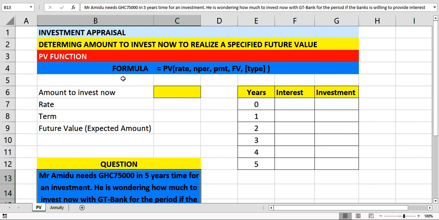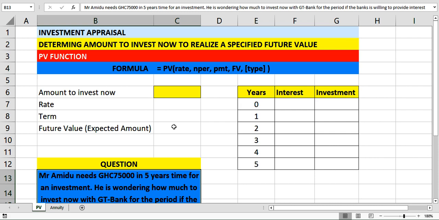Now, if you look at the Excel function, this is the argument that we're going to use. The function is the PV, and we will need a rate, the NPER. The NPER is the same as the term. The PMT is an annual form of payment, or what we refer to as annuity. We will come to that shortly. FV here represents the amount we're expecting to get in future, and the type usually has to do with whether payment is at the end or at the beginning. So we will not really have issues here.